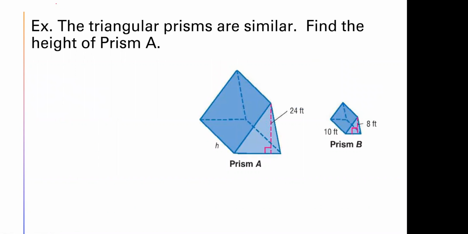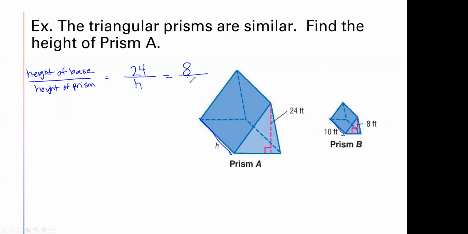Now in this example, it tells you the triangular prisms are similar, and it says to find the height of prism A. We are comparing these two, so we're going to set up a proportion. We have the height of the base, and we're also given the height of the prism. So let's set up our proportion. For the first solid, the height of the base, which is the triangle because this is a triangular prism, is 24 feet. The height of the prism we don't have, so we're going to call that h. For the second solid, prism B, the height of the triangle is 8, and the height of the prism is this side here, which is 10.